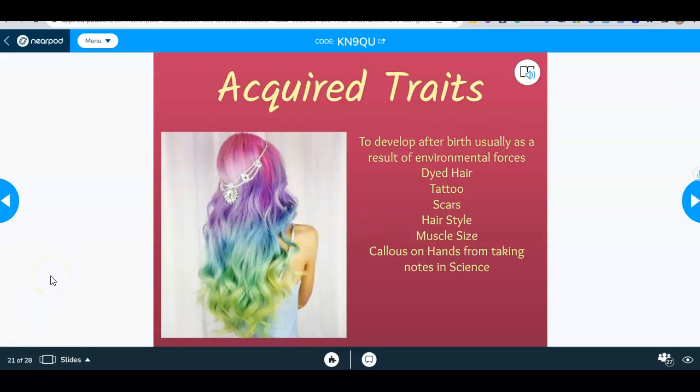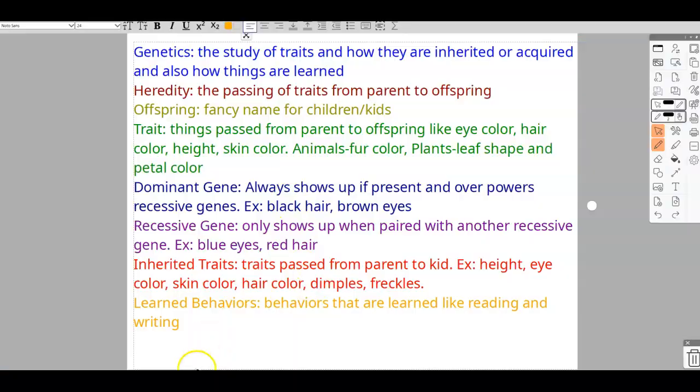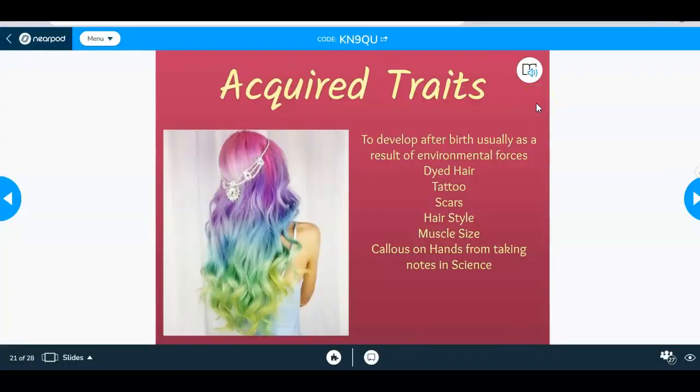Calluses on your hand. Who knows what that means? What do calluses mean? What are calluses on your hand? Calluses are like rough spots. If you work with your hands a lot on a daily basis, you get rough spots on your hand. Those are calluses. You were not born with those. Those are not passed on to your offspring. All right, so we talked about acquired traits that usually happen to us after we are born.